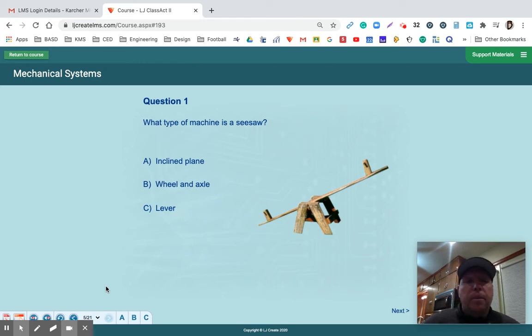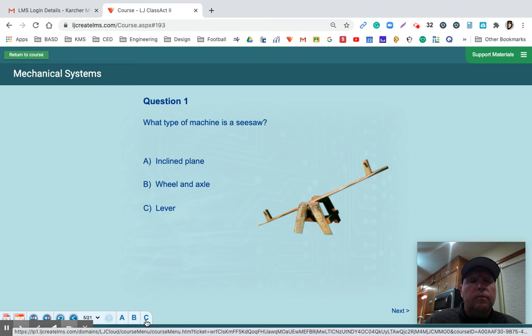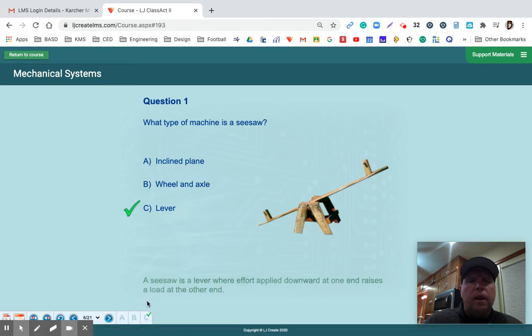Question number one: what type of machine is a seesaw? On the Edpuzzle right now, I want you to go ahead and try to answer that question. Is it A, B, or C? If you answered C, that would be correct.